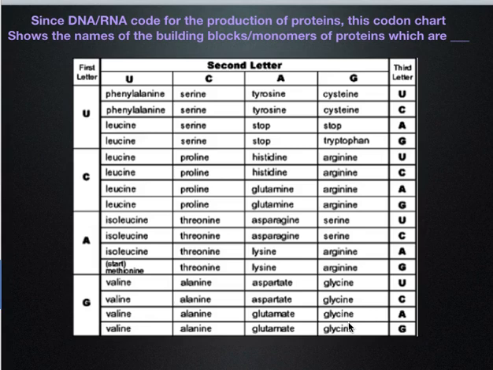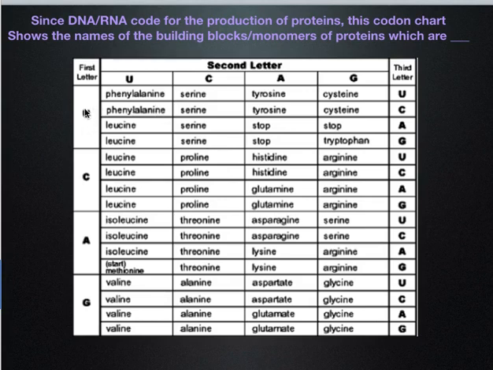Just like there's more than one way to spell the word two. TWO is a number. TO is a word. TOO is a word that means also. So there's different ways to spell words in our English language. There's different ways to say the same amino acid in DNA language and RNA language.